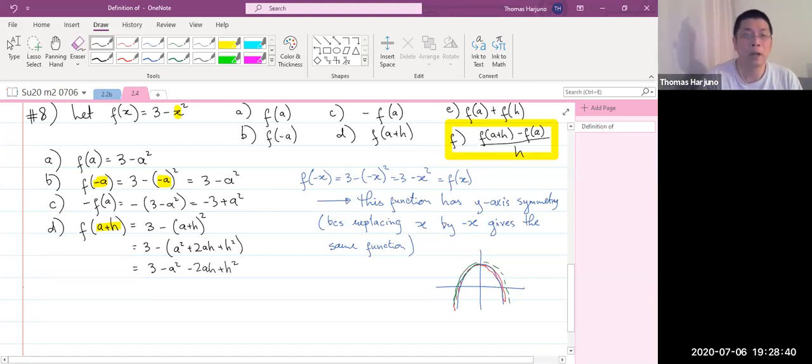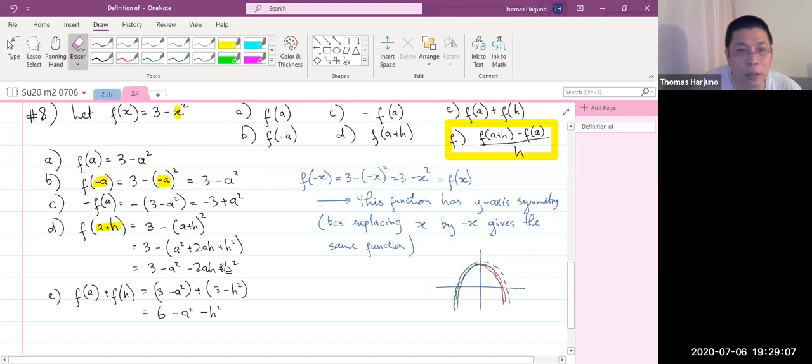Now compare that with part E. What will f(a) plus f(h) mean? f(a) means 3 minus a squared. f(h) means 3 minus h squared, which when I put together, I get 6 minus a squared minus h squared. I'm sorry, the one here should be minus here, not this, because I distribute the negative, right?